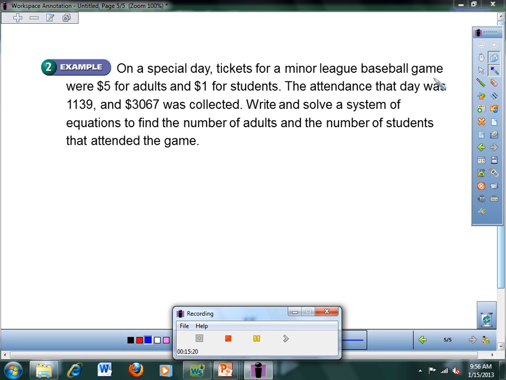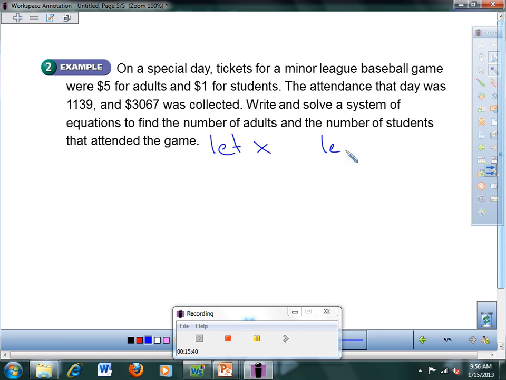Special day tickets for minor league baseball teams came for $5 for adults and $1 for students. The attendance that day was 1139 and $3,067 was collected. Write and solve the system of equations to find the number of adults and the number of students. Okay? So let's let x be something and let's let y be something else. What should I let x be?